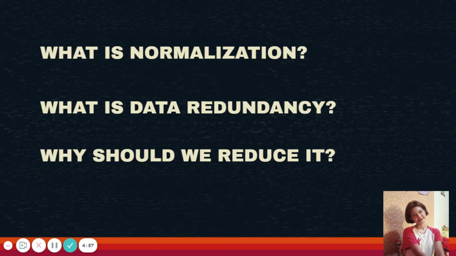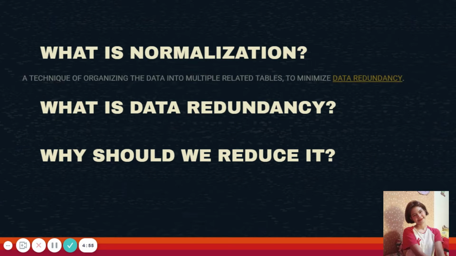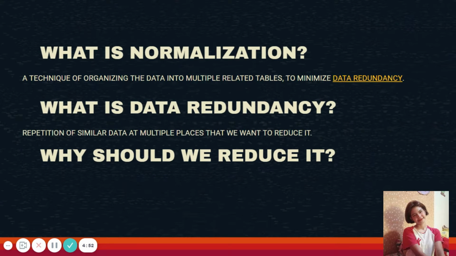Normalization is a multi-step process that puts data in a tabular form, removing duplicated data from the relation tables. It is also a technique of organizing the data into multiple related tables to minimize data redundancy. What does it mean when we say data redundancy? It is a repetition of similar data at multiple places that we want to reduce.